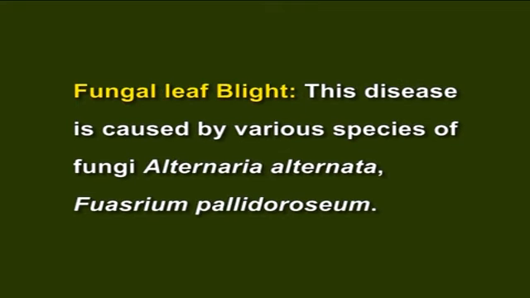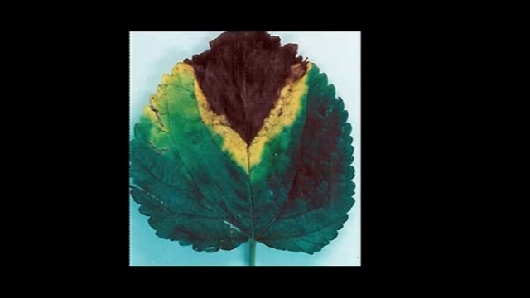Fungal leaf blight. This disease is caused by various species of fungi, Alternaria alternata, Fusarium pallidoroseum. It reduces up to 10% leaf yield loss with depletion in nutritive values. The symptoms of the disease are blackening of leaves from the tip or edges of lamina. As the disease advances, the entire leaf surface is affected and fall off prematurely. It is more prevalent in tropical regions.